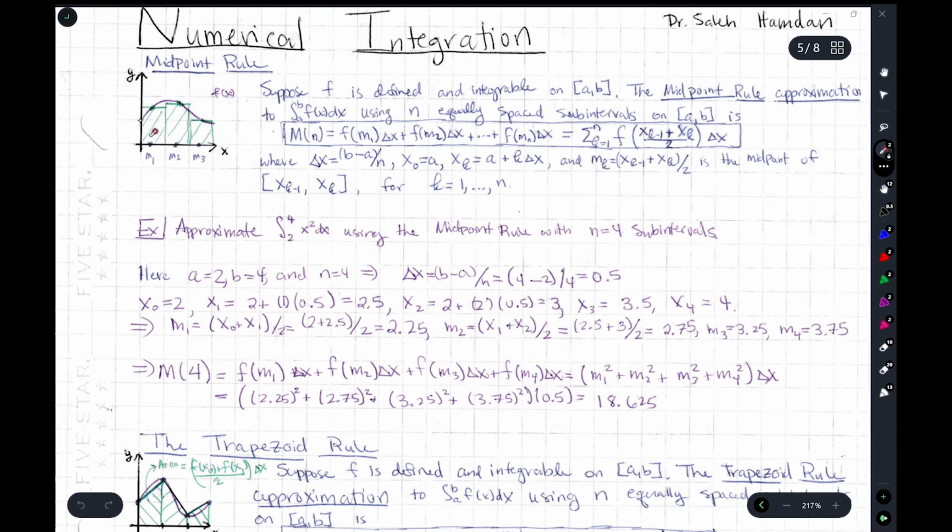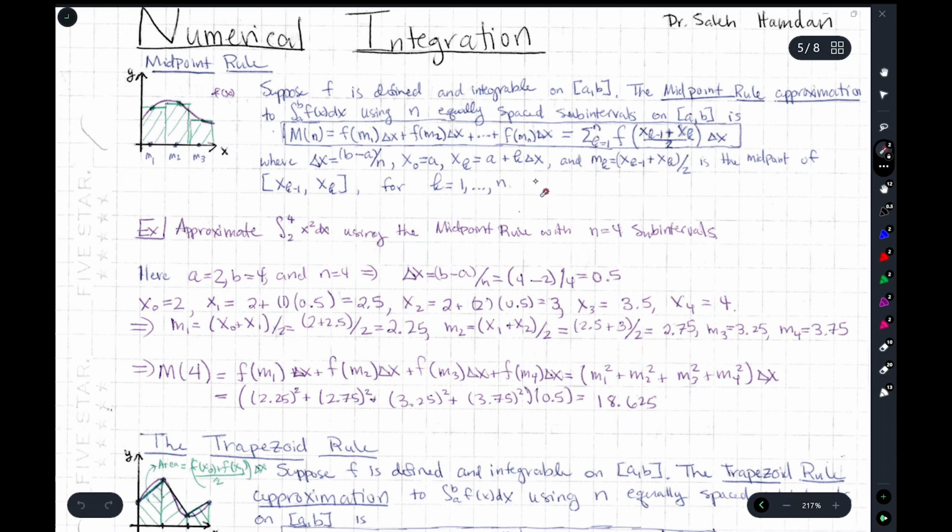the definite integral, which is the area under the curve, using a number of rectangles. And of course, the more rectangles that you use, the better your approximation will be. And so here's the general formula for the midpoint rule.